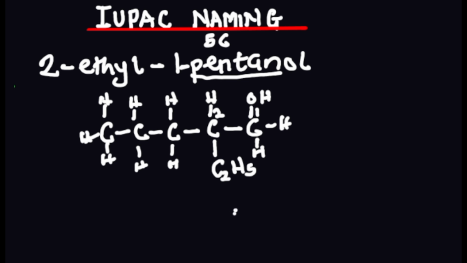Then the skeletal formula is going to be in this way. We're going to have 1, 2, 3, 4, 5. Now, on position number 1, we're going to have the alcohol functional group, and I'm going to put it here. We're going to have OH here, this OH.